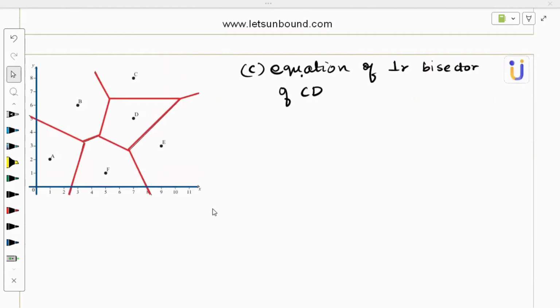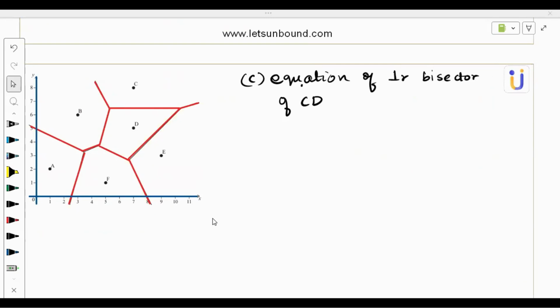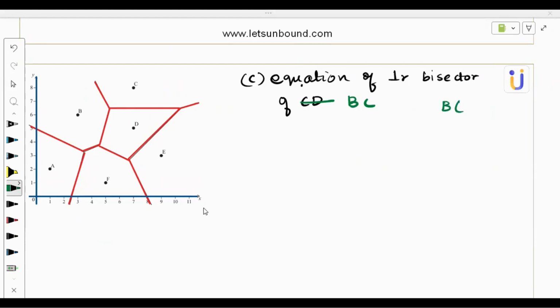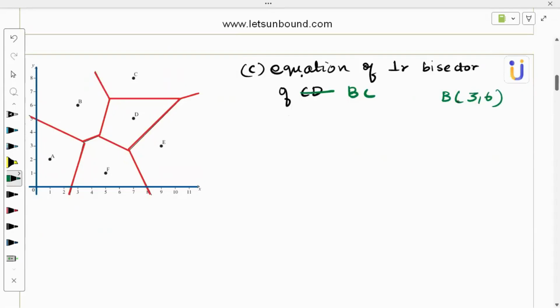And the next part is the equation of the perpendicular bisector of BC. For the BC line's perpendicular bisector, they have also given where the B restaurant is located. B is located at 3, 6, and we know C already. So this is my BC segment. I need to find the perpendicular bisector. Again, it will pass through the midpoint of BC, and it should make a 90 degree angle. It's not vertical or horizontal, so we should go with the y equals mx plus c form.